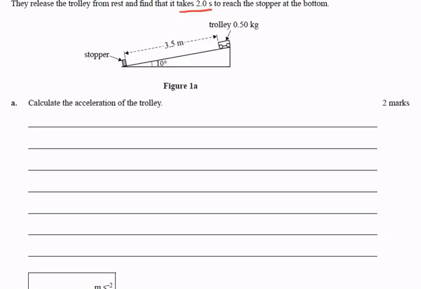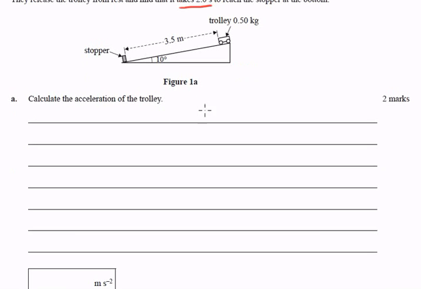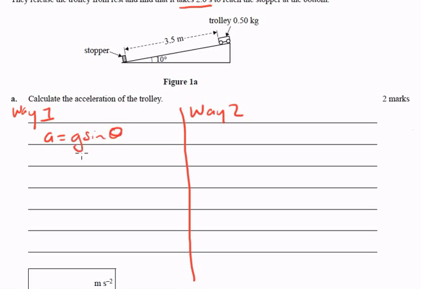Calculate the acceleration of the trolley. At the moment it says that this is a frictionless trolley, so there's two ways that you can do this, both get the same answer. This is way 1 and this is way 2. The first one is a formula that you might even have on your cheat sheet for a frictionless ramp: a equals g sine theta. In this case g is 10 times sine 10 degrees, and you type that in your calculator, you get 1.74 meters per second squared.